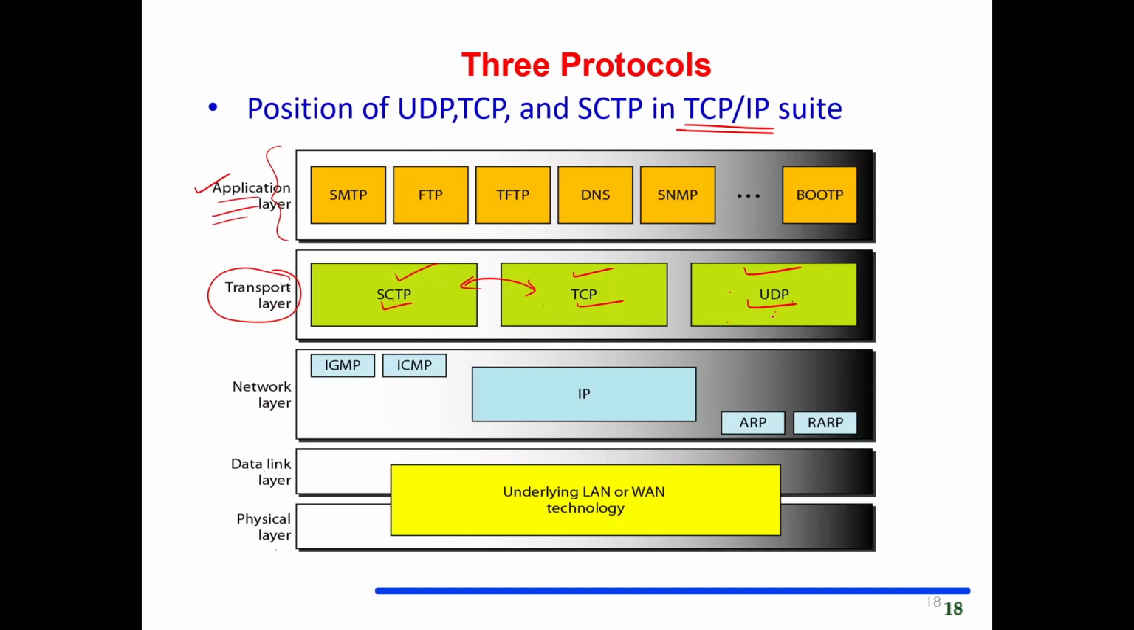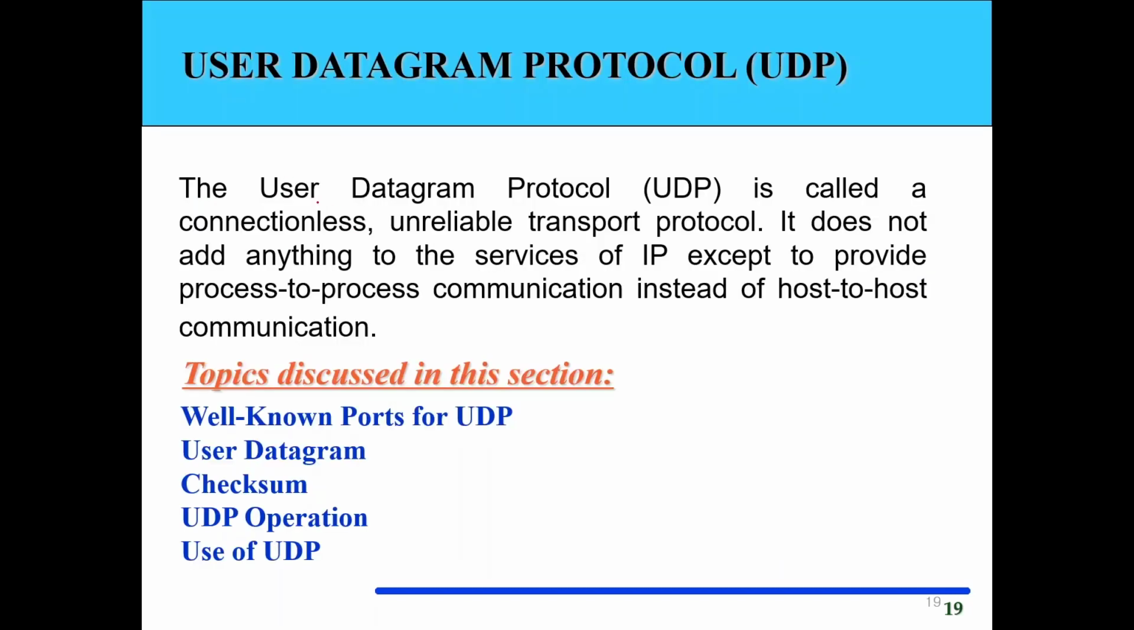UDP is the connectionless service. So we will try to cover UDP today. In the UDP protocol, as we have already discussed, UDP is a connectionless service. Since it is connectionless, we can say it is unreliable because there is no acknowledgement after transmitting the packet.